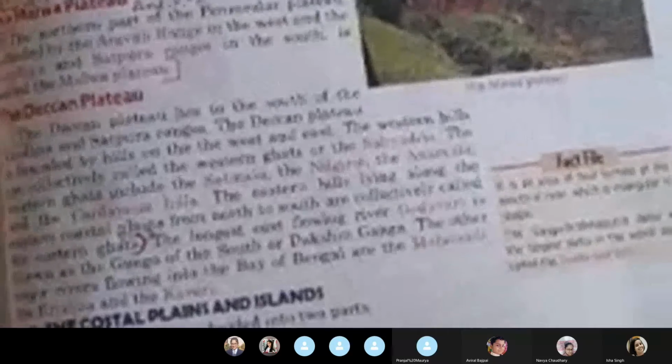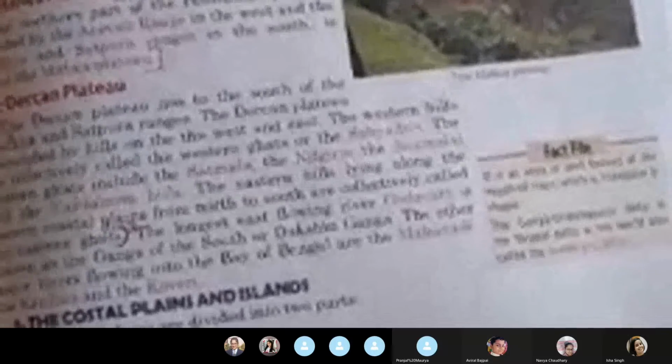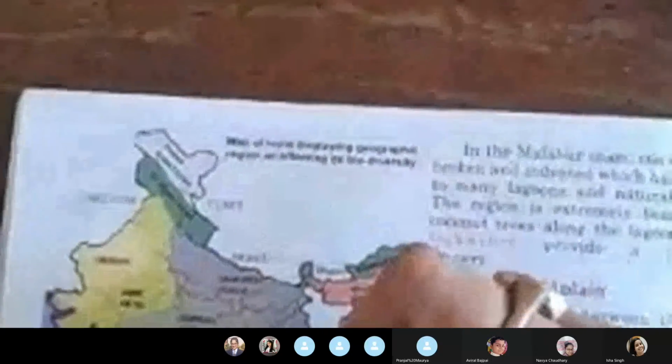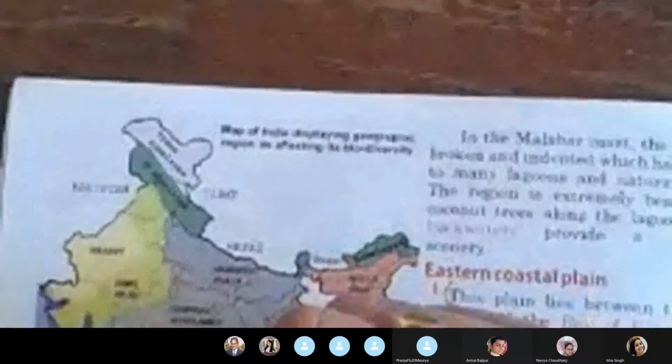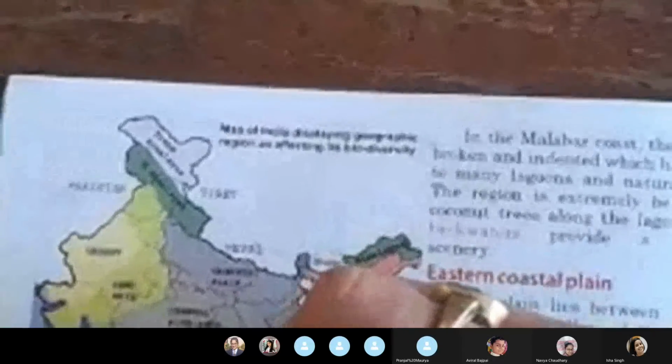Only the rivers like Narmada and Tapi flow through the western coastal plains and make estuaries. The northern part of the plain is known as the Konkan Coast, and the southern part is known as the Malabar Coast. Please see here, they are telling you that only two rivers they drain here in the Arabian Sea. One is Narmada and the other is Tapi.